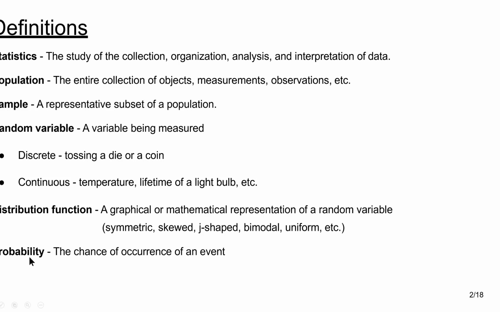And then the probability is, a lot of times you hear probability and statistics together. The probability is just what's the chance of something happening. So if I'm rolling a six-sided die, I should have a 1 in 6 probability that any given number is going to be the one rolled.